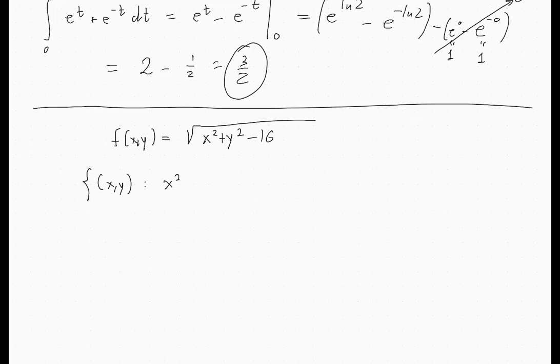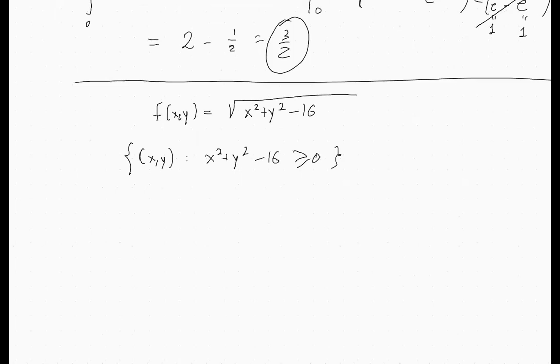So here, there's a standard way to sketch such things. You begin by sketching the curve that is obtained by replacing the inequality with equality, meaning x squared plus y squared is equal to 16. And that's what? That's a circle of radius 4, right?